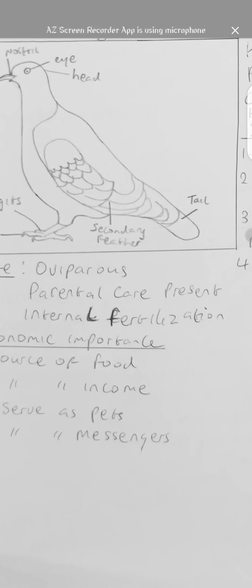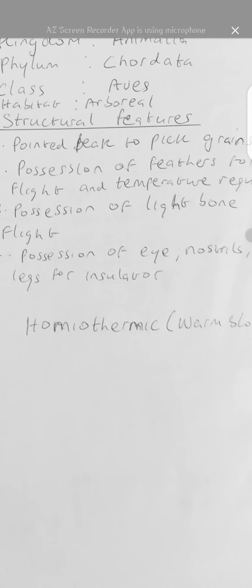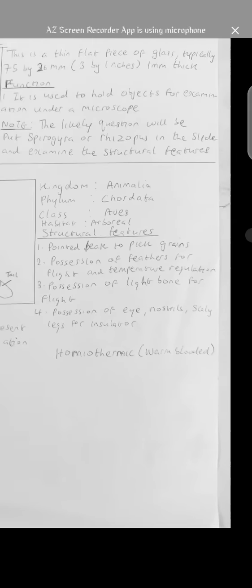It has parental care. Yes, birds have parental care. They take care of their young ones, unlike toads, unlike lizards, unlike fishes. That's one of the similarities they share with mammals. Later, you will find out that rats and birds, that's their similarity. They both have parental care. And they are both homeothermic. That's warm-blooded. Remember, I said toad is poikilothermic. That's cold-blooded. But birds are warm-blooded.